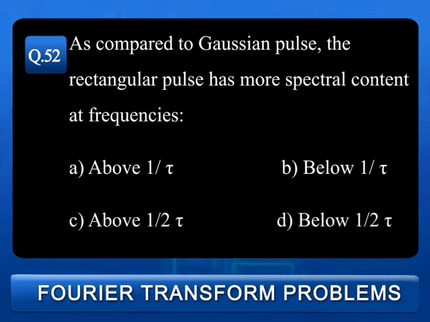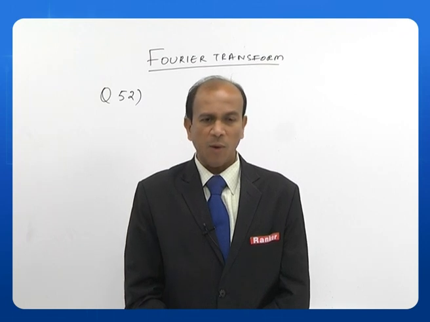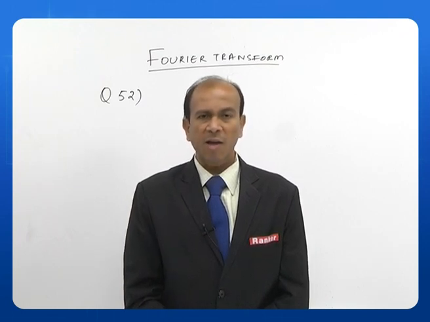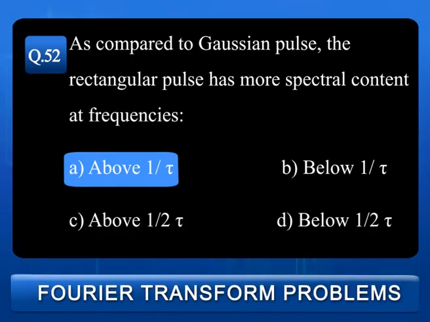52nd question. As compared to the Gaussian pulse, the rectangular pulse has more spectral content at frequencies A, above 1 by tau, B, below 1 by tau, C, above half tau, D, below half tau. The answer is A, that is above 1 by tau. So rectangular pulse will have more spectral components beyond 1 by tau. So the answer is A.